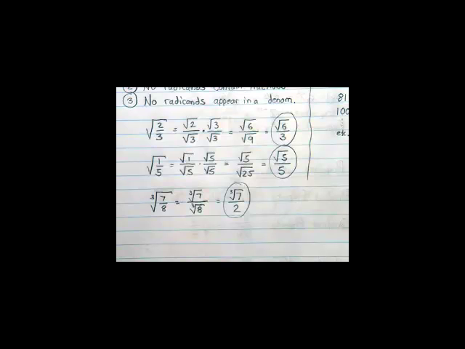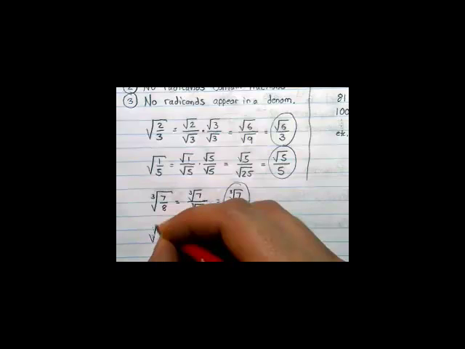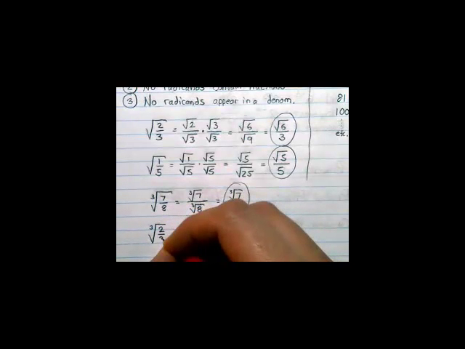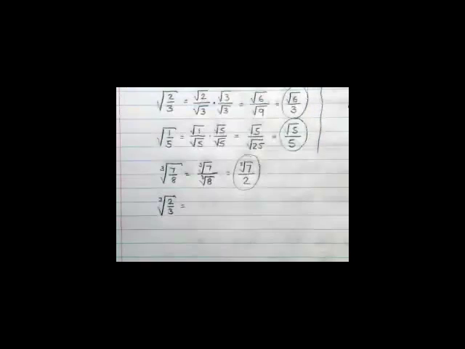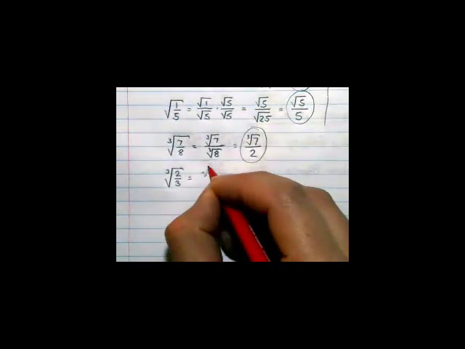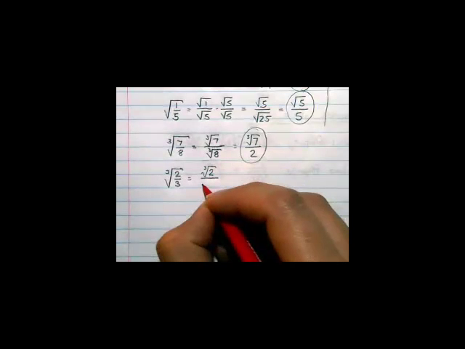Now what if it didn't work out? Once you just times it by the same number squared, the square root of the same number, you're on the right track. Let's try this one. Cube root of 2/3. Okay? So we end up with the cube root of 2 over the cube root of 3.